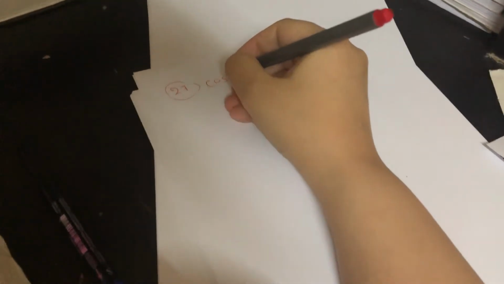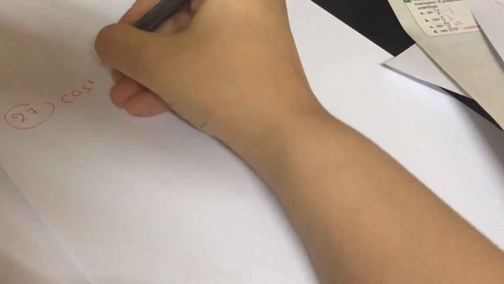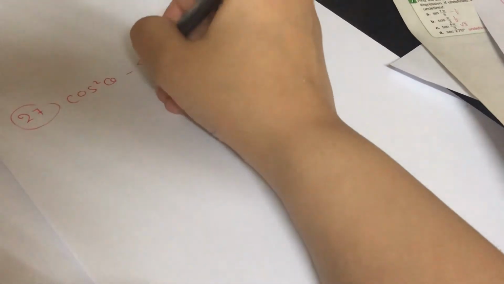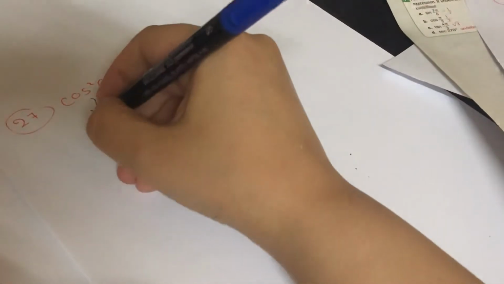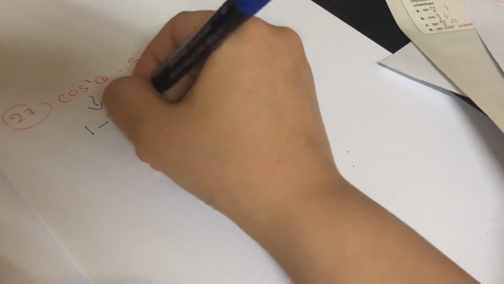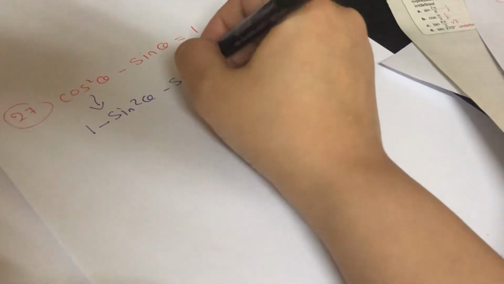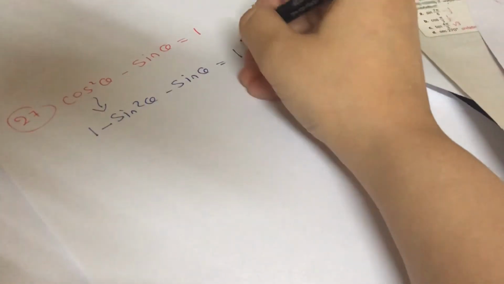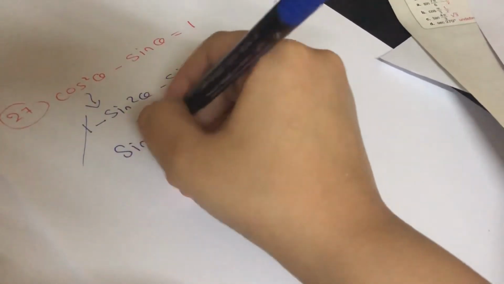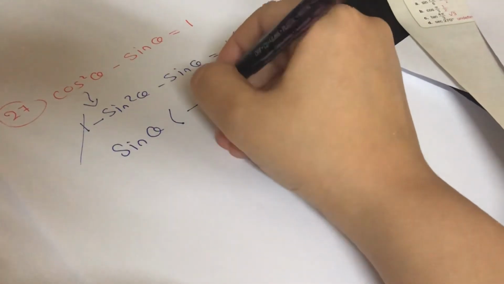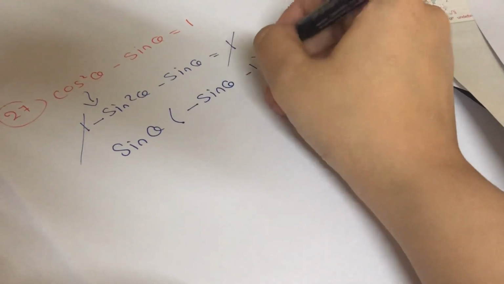Cosine squared theta. My camera is not stable at all, and I am suffering over here. So cosine squared theta minus sine theta equals 1. Okay, this doesn't need double angle identities. This needs a Pythagorean identity. I'll just go to 1 minus sine squared theta minus sine theta equals 1. This cancels this, and if I take sine theta as a common factor, I'll get sine theta times negative sine theta minus 1 equals 0.